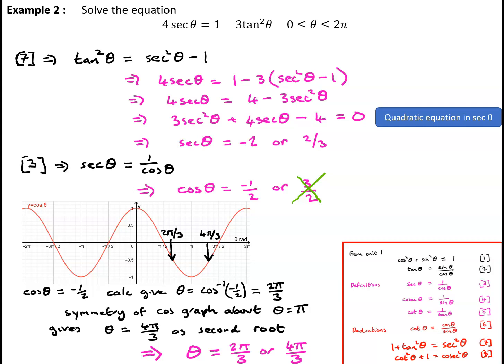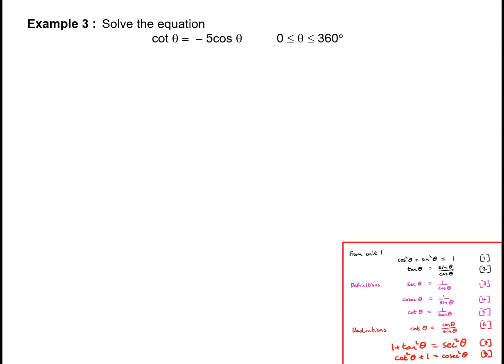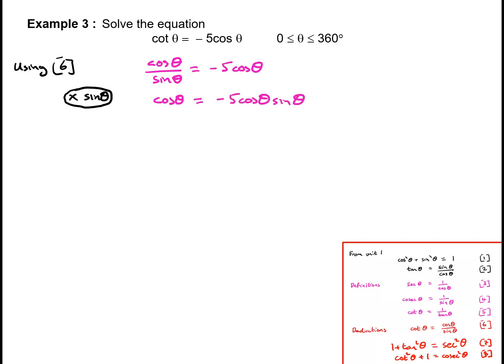Moving on to another example, we've got to solve the equation cot theta equals minus 5 cos theta for angles theta which are in degrees and between 0 and 360. So if we go back to our little list of equations, we know that cot theta is the same thing as cos theta divided by sine theta. So I can rewrite the equation as cos theta over sine theta equals minus 5 cos theta. Multiply up by sine theta to clear the fractions. We've got cos theta equals minus 5 cos theta sine theta.